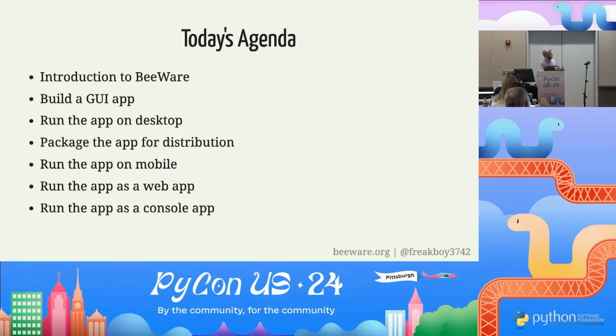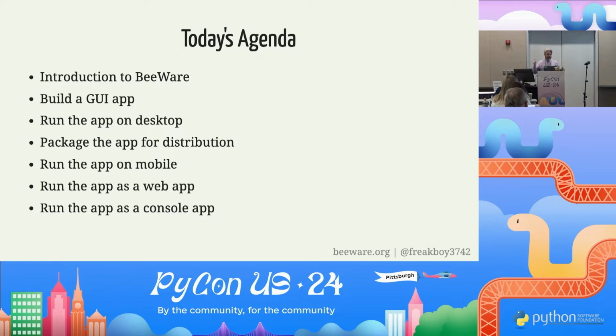So, what are we going to do today? Today I'm going to give you an introduction to BeeWare as a project, the pieces of the project that all fit together to make BeeWare as an umbrella overall. And then we're going to get our hands dirty. We're going to build a GUI app. We're going to take that app, written entirely in Python, and run it as a desktop app. We're going to package that app for distribution so that you could give it to somebody else and they could install it and run it on their machine.